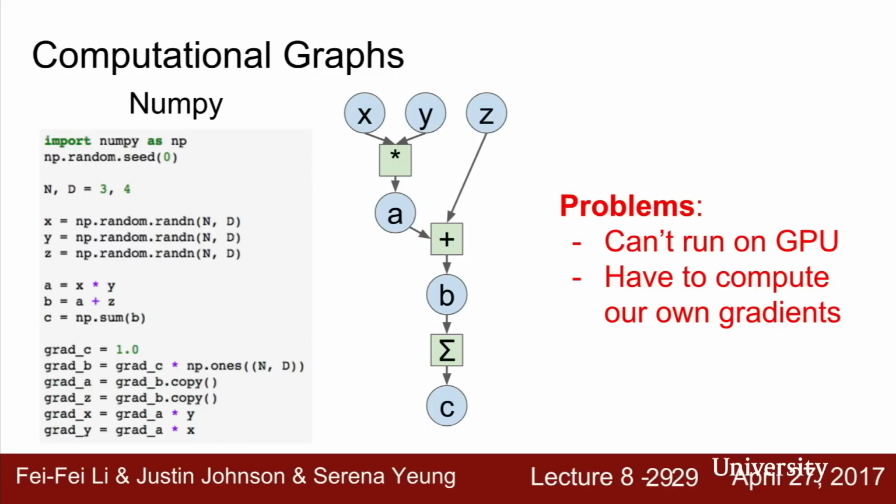So the goal of most deep learning frameworks these days is to let you write code in the forward pass that looks very similar to NumPy, but lets you run it on the GPU and lets you automatically compute gradients. And that's the big picture goal of most of these frameworks.